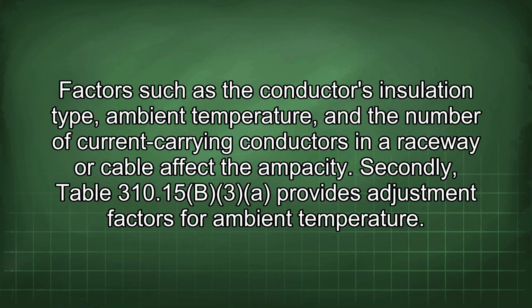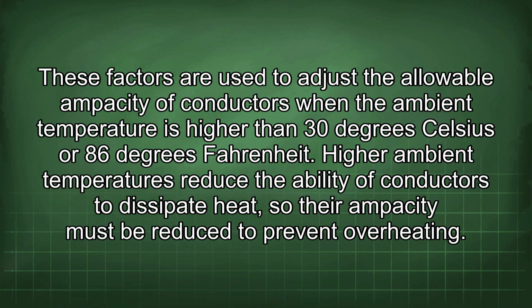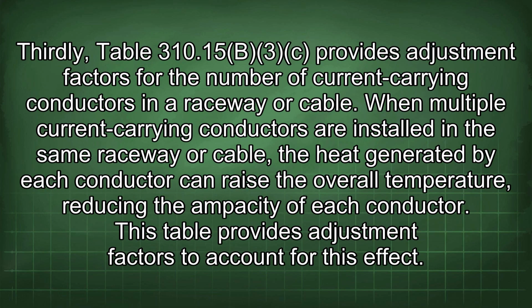Secondly, Table 310.15(B)(1) provides adjustment factors for ambient temperature. These factors are used to adjust the allowable ampacity of conductors when ambient temperature is higher than 30 degrees Celsius or 86 degrees Fahrenheit. High ambient temperatures reduce the ability of conductors to dissipate heat, so their ampacity must be reduced to prevent overheating.